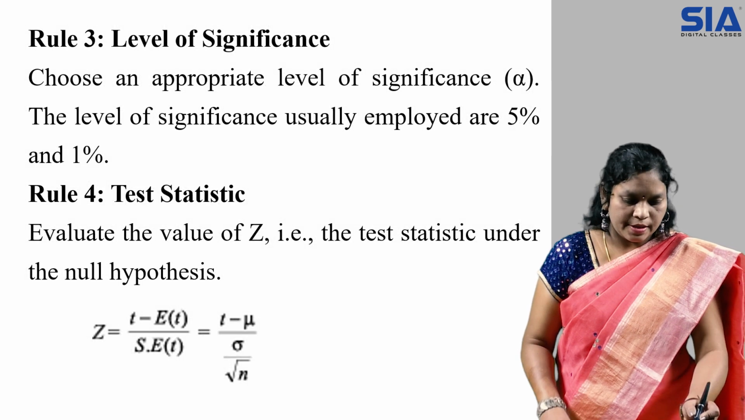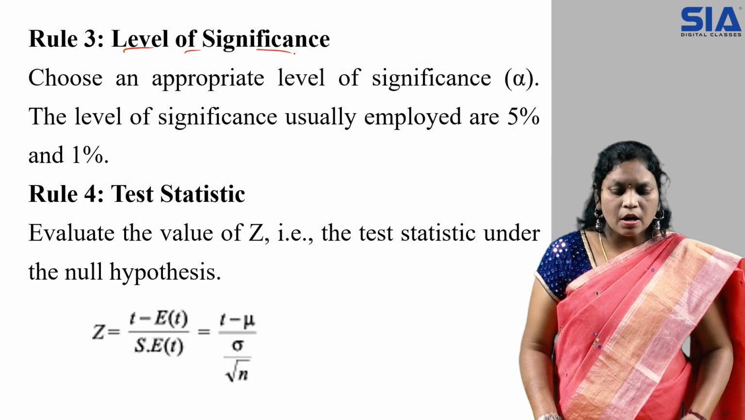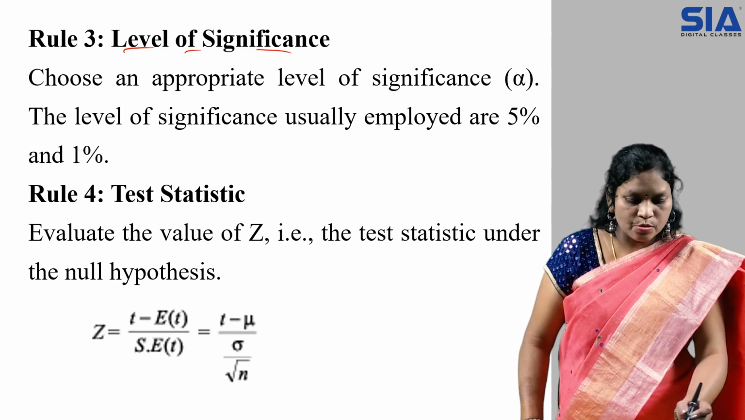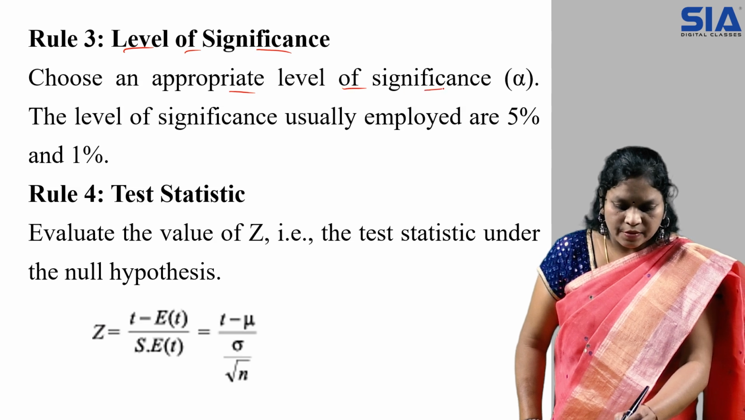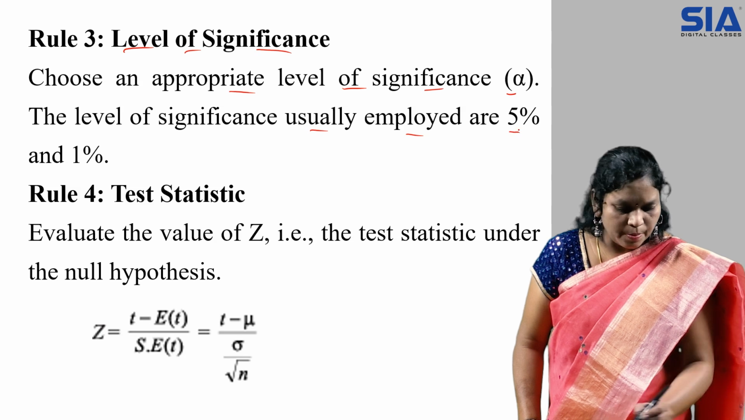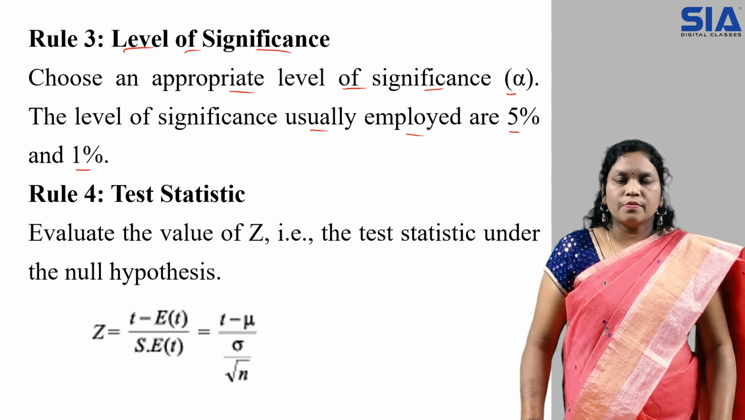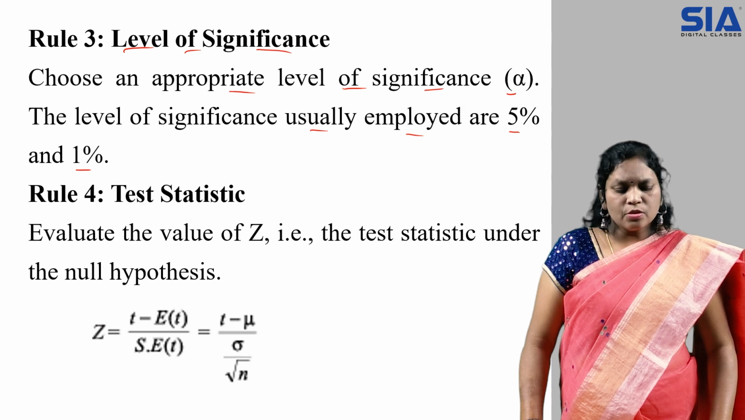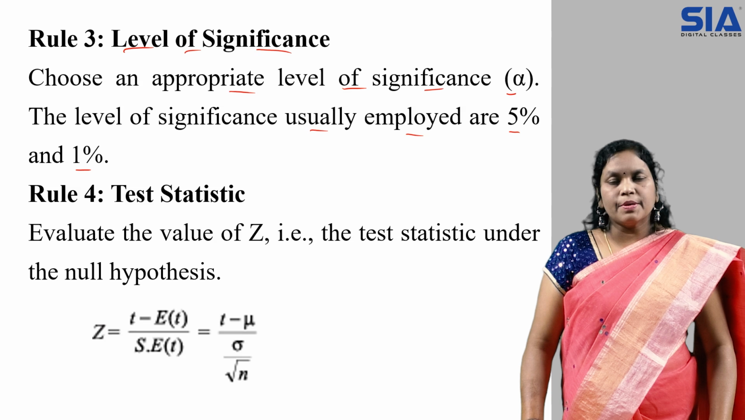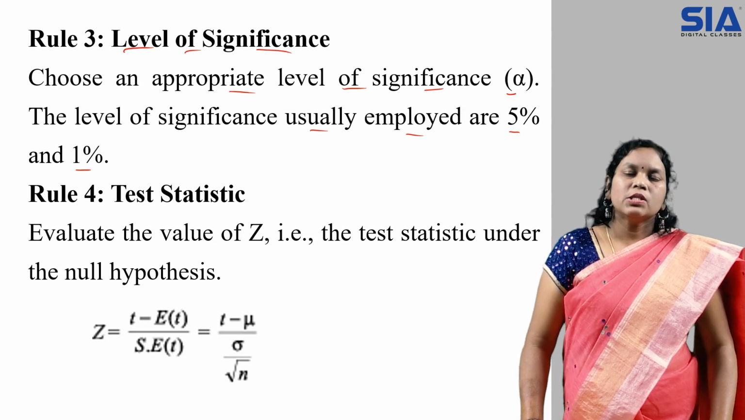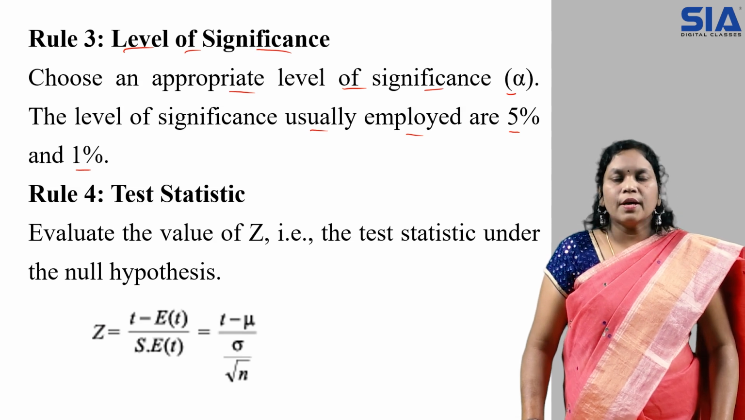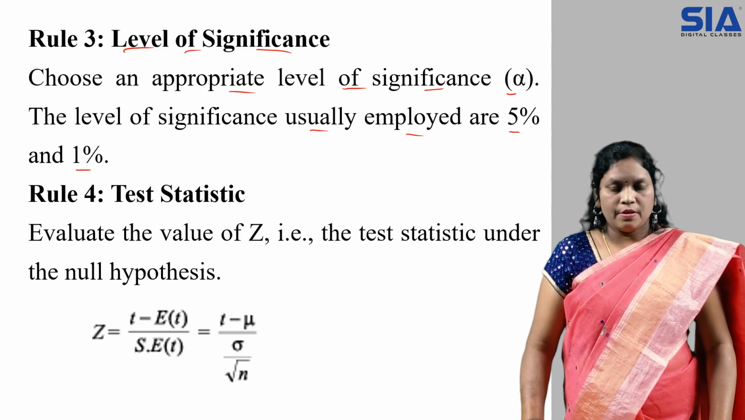Rule number 3, that is writing the LOS, level of significance we'll call. So level of significance is the third step. What we'll be writing, let us check it out. Choose an appropriate LOS, that is level of significance, alpha we'll call. The level of significance usually employed is 5% and 1%. So most of the time LOS will be 5% or 1%. They will specify in the question, in the data, whether to consider 5% or 1% or 10%. If they don't mention it, for large samples most of the time we'll consider the 5% level. So that is your level of significance.